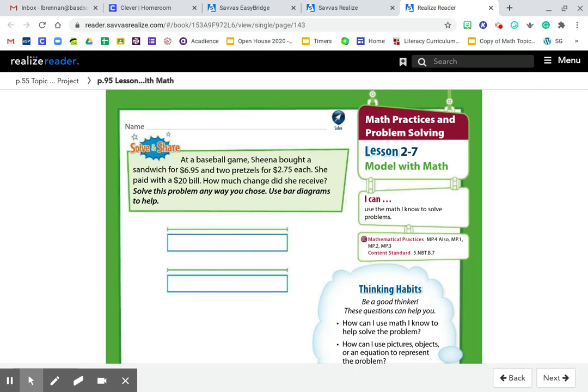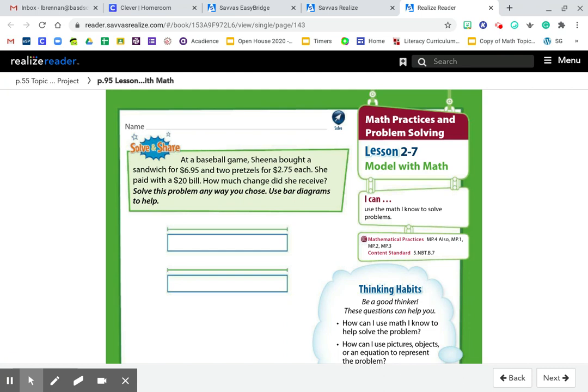Right, today we're going to do the math practice and problem solving. This is the lesson that ties in everything we've done in the whole topic and applies it to real world situations. At a baseball game, Sheena bought a sandwich for $6.95 and two pretzels for $2.75 each. She paid with a $20 bill. How much change did she receive? Solve the problem any way you choose and use the bar diagram.